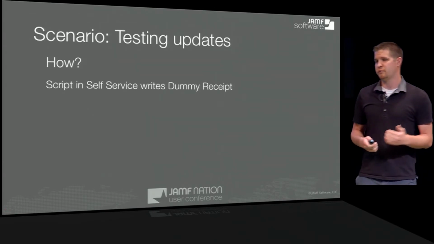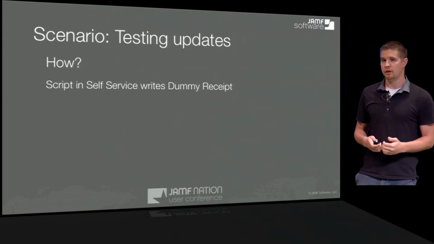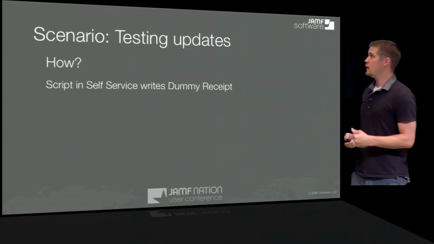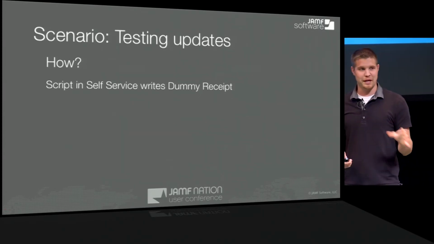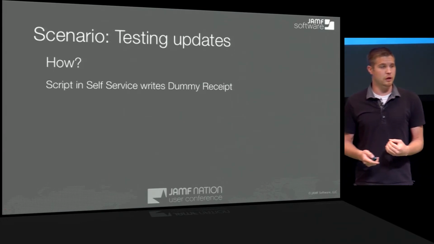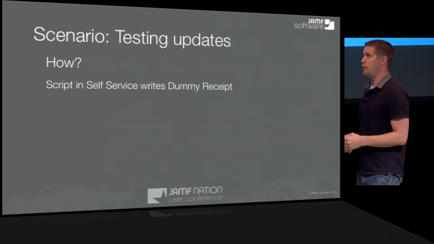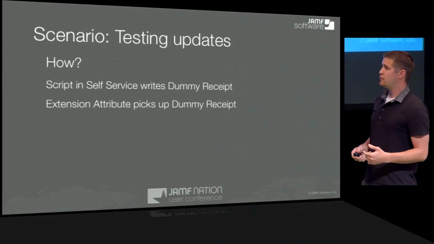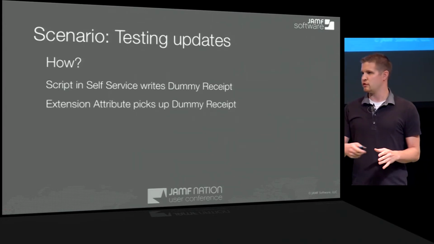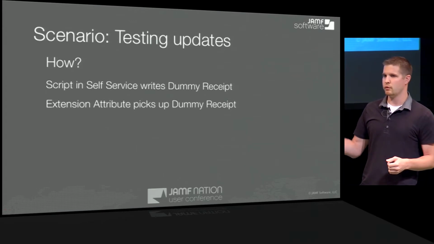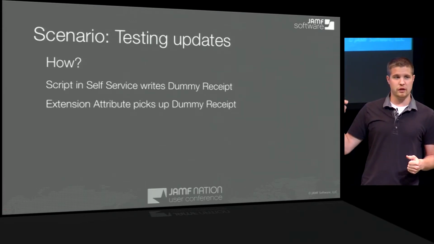But what we specifically do at this insurance company to make sure that we can test first is, first, we have a script in self-service that writes a dummy receipt. Now, not a lot of people hate those. That's how we do it. And the reason why we do that will become apparent in a minute. What happens is we write that dummy receipt, and if anyone doesn't know what a dummy receipt is, it's just a blank file that we can read with an extension attribute to check if it's actually there.